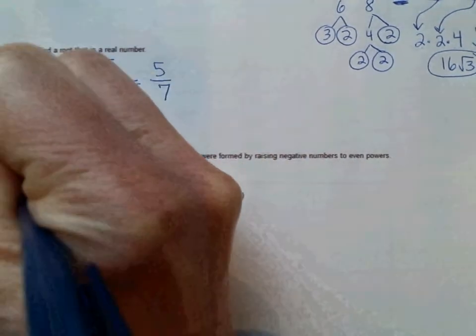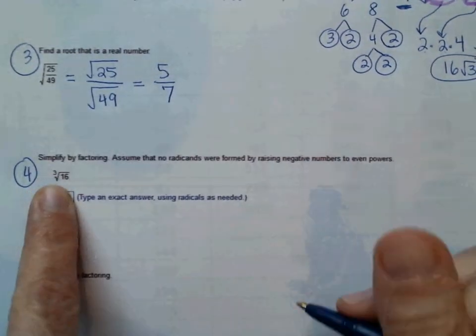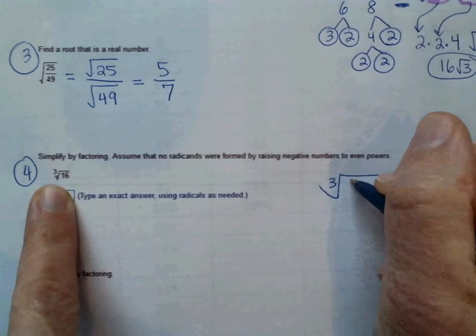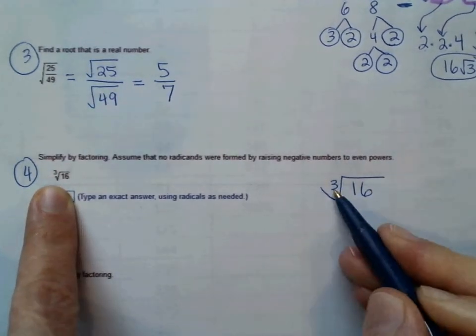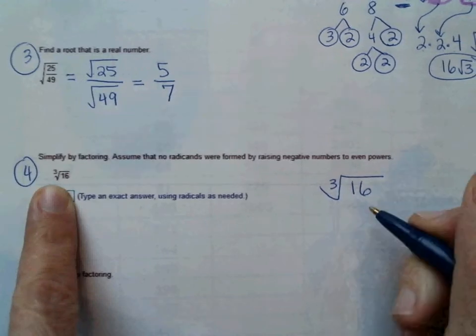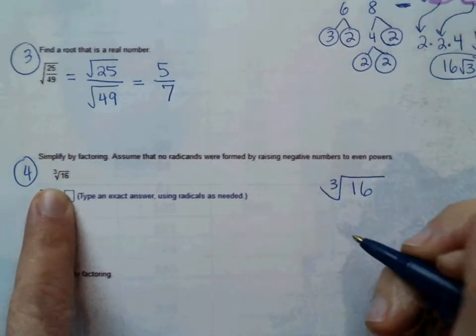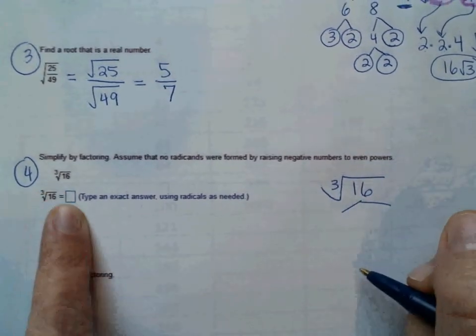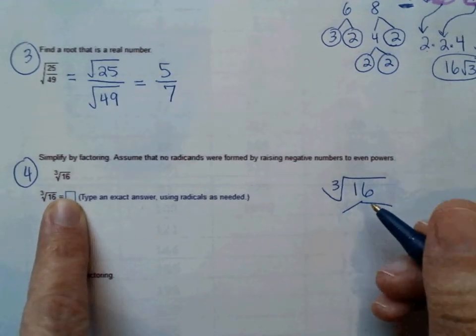All right, 2 more. Number 4. We have cube root of 16. Okay, so here's where things are a little different because now it has a number out here. This root index this time is a 3. So I still do the same thing and make a factor tree. And at the end, I'm going to do something a little bit different.